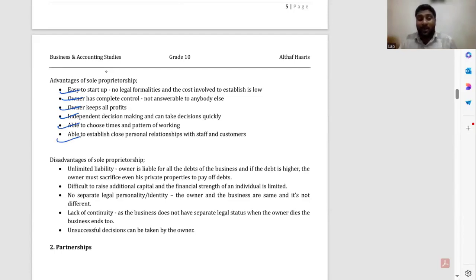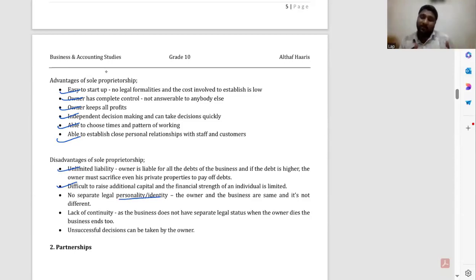What are the disadvantages? Unlimited liability. Business liability is my liability. Difficult to raise additional capital, because one owner alone can't. If there are 4-5 owners, everyone can pool in. One owner should play the game alone. No separate legal personality or identity. My name, his name, I am him.